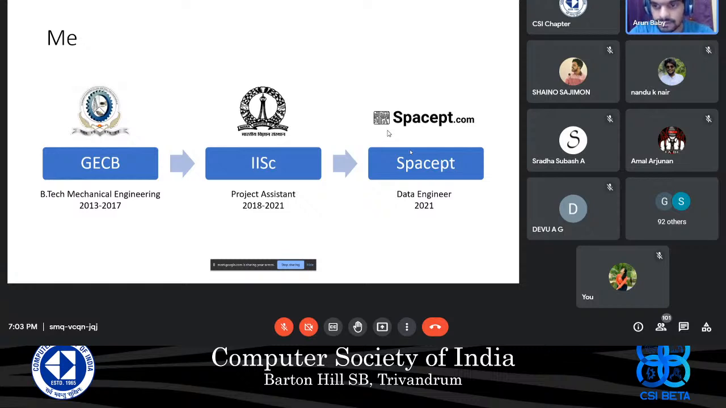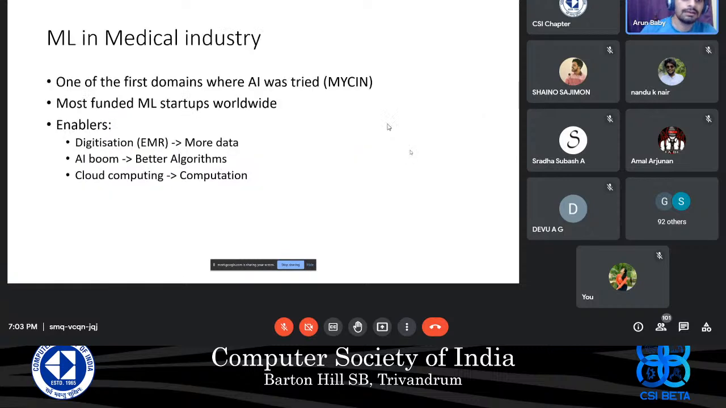Beginning this year, I left my position at IISc and started part-time as a data engineer at a Swedish company named Spacept. We'll be focusing more on the medical applications of AI in this talk, and towards the end, I just want to share some of the cool things that were happening in the startup I work with. So let's move on to the next slide.